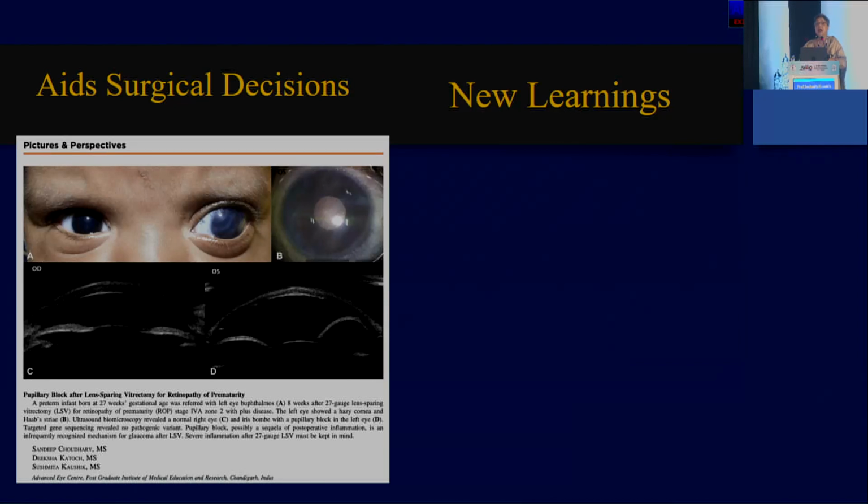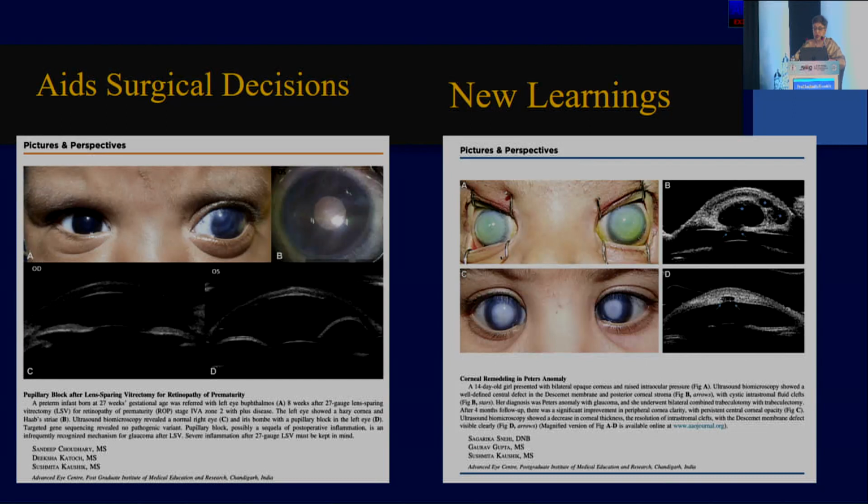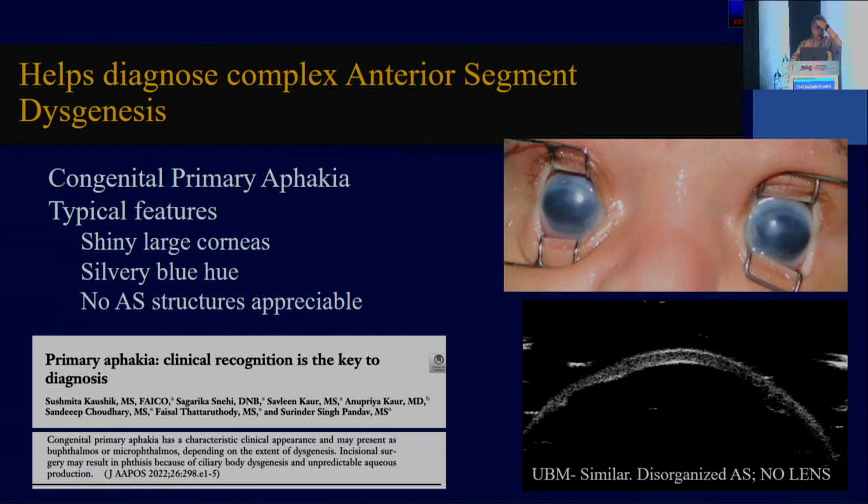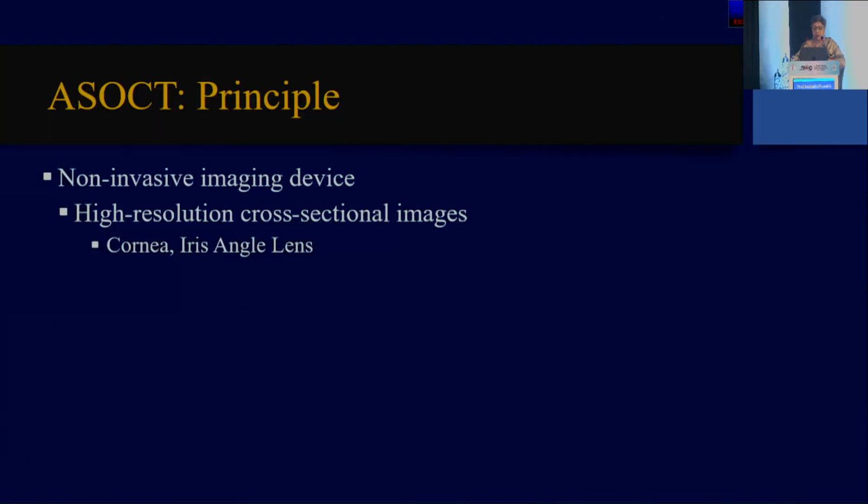This baby had a sudden buphthalmos following lens-sparing vitrectomy, and the UBM showed us that it actually was a pupillary block angle closure. And interestingly, in this patient, we've now looked at intracorneal clefts in childhood glaucomas, which we thought were Peters, and the UBM has helped us understand the pathology better. And also conditions like congenital primary aphakia, where it would be absolutely lethal to go into the eye, the UBM shows us when there's no lens and we know when not to go in.